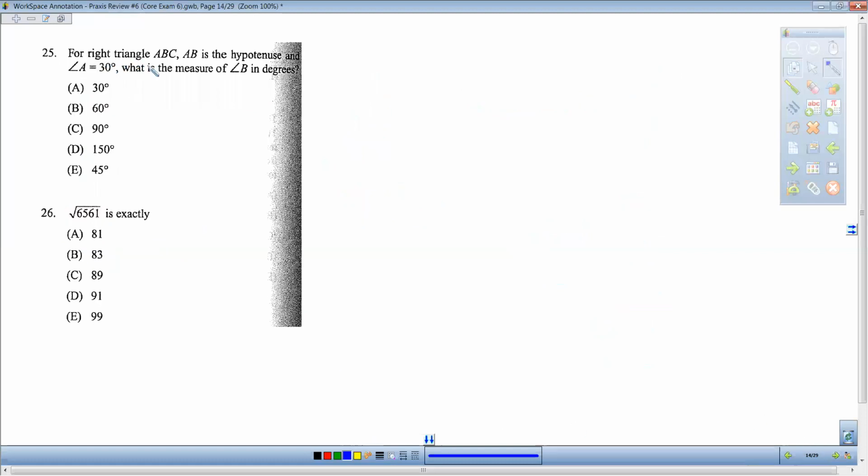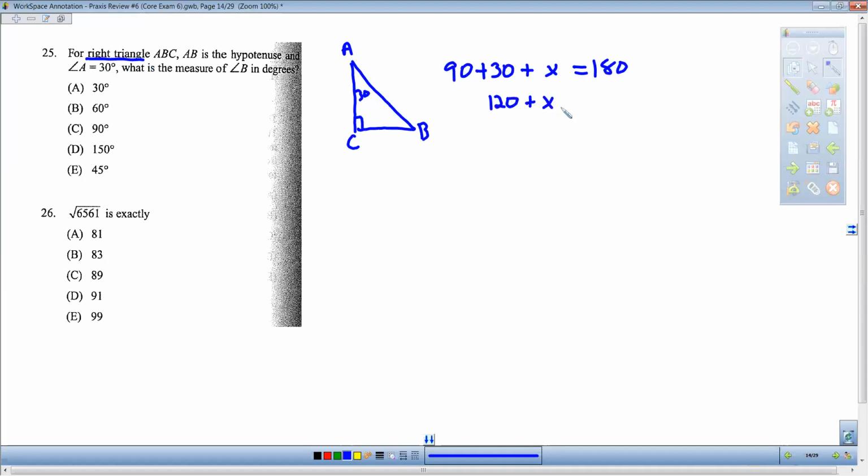25 for the right triangle ABC. It says that AB is the hypotenuse and angle A is 30. Well, it said it was a right triangle, so we know we've got 90. It says it's a right triangle here, so we know we got 90 and 30, plus this other value should give us 180. So that's 120 plus X. So X should be 60. What's the measure of angle B? Well, angle B would have to be 60 degrees.